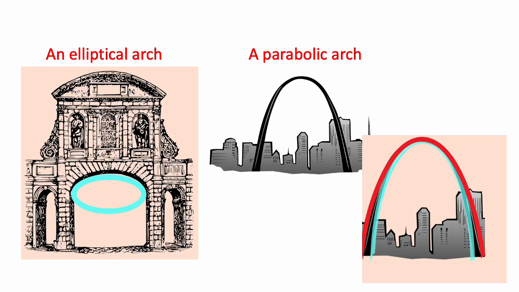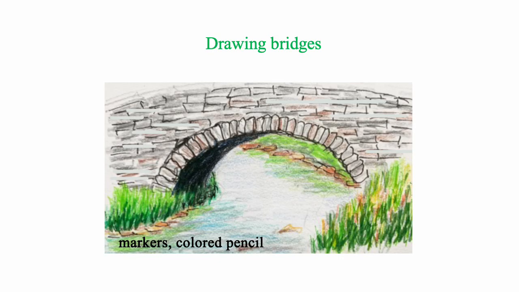Here are two other types of arches. There's an elliptical arch with a horizontal ellipse on top, and there's a parabolic arch. And it differs from an ellipse, which I drew in blue here, because the parabolic arch doesn't meet the ground at a right angle. When drawing stones or bricks on a bridge, they should be horizontal, even though the bridge curves, except for the stones comprising the arch itself, which should point toward the center of the arch. It's better to suggest them rather than showing every brick.